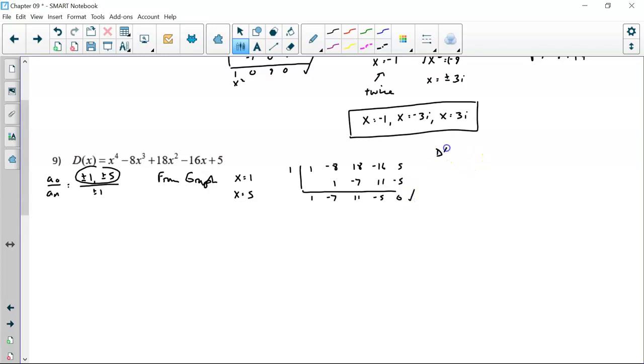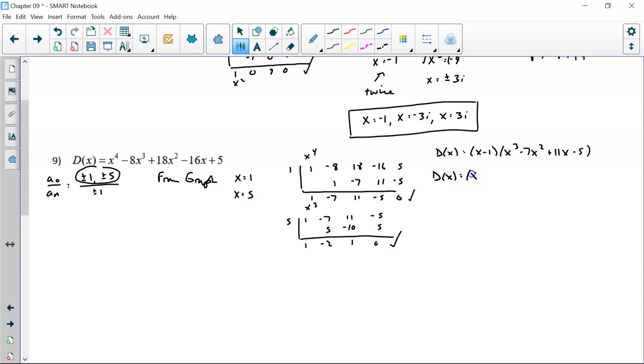So our factors, d of x equals, when x equals 1, our factor is x minus 1. This was x to the 4, so x cubed minus 7x squared plus 11x minus 5. Now, we use the 5 next. 5 goes on the outside. So we have our 1, our negative 7, our 11, and our negative 5. Bring down the 1. 5 times 1 is 5. Add, you get a negative 2. Multiply, you get a negative 10. Add, you get a 1. Multiply, you get a 5. The remainder is 0. That's good.